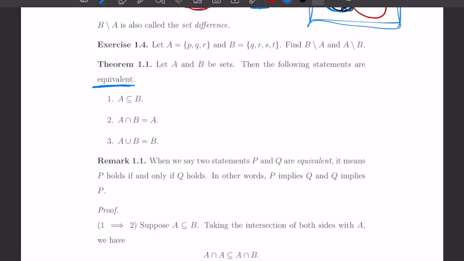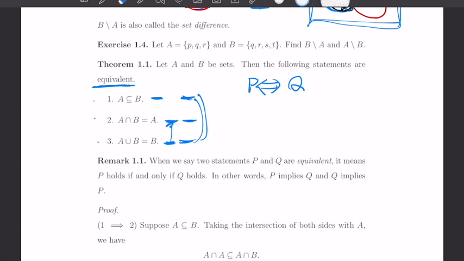Okay. So let's say we have two statements, P and Q. If they are equivalent, that means if P is true, then Q is true. And if Q is true, then P is true. So in this case, these three statements are equivalent. That means if this is true, then this is true, and vice versa. The converse is true. And if this is true, this is true.